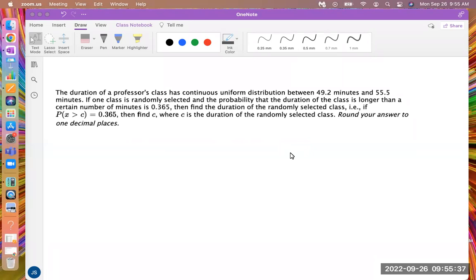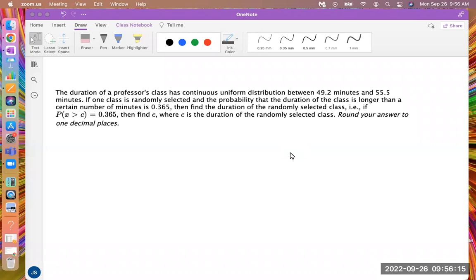number of minutes, the duration of the class is longer than a certain number of minutes, they're saying the probability that the duration is longer than a certain number is 0.365. Sorry, it's not minutes. That is the probability. It is 0.365. Then find the duration of the randomly selected class if P of X is greater than C.